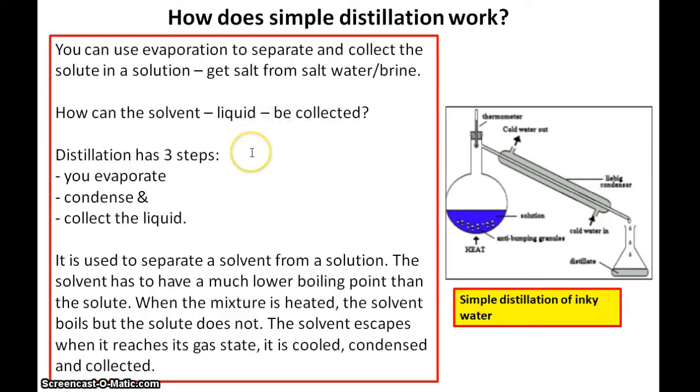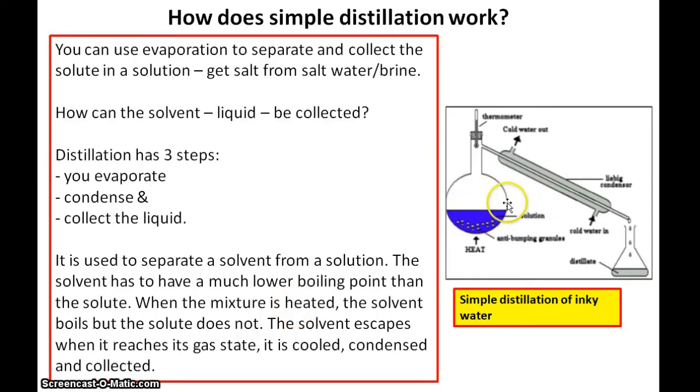Now, this can happen in three steps. You need to use evaporation, condense the liquid, and obviously collect the liquid. So this method is used to separate a solvent from a solution, so a liquid from a liquid. The solvent has to have a much lower boiling point than the solute. When the mixture is heated, the solvent boils, but the solute does not.